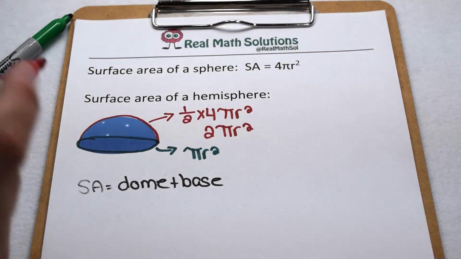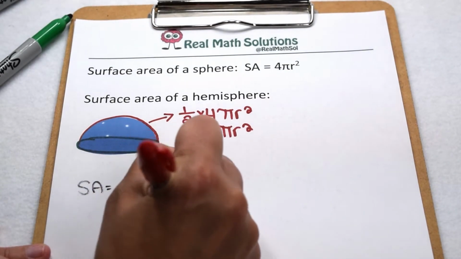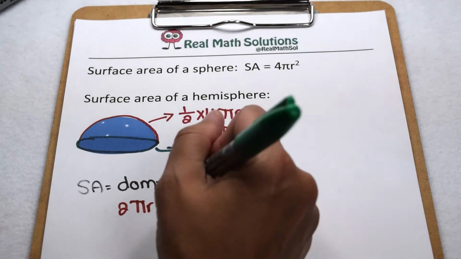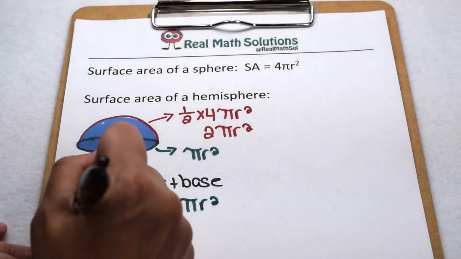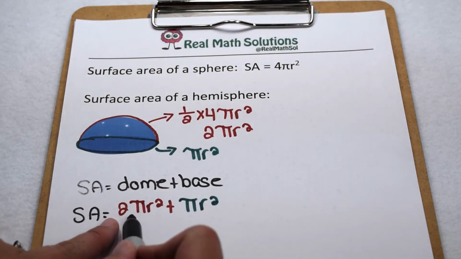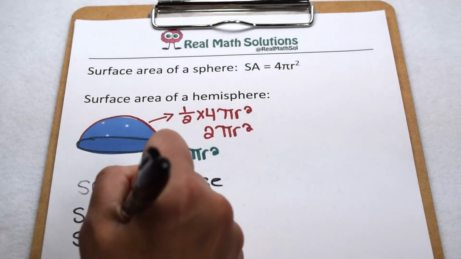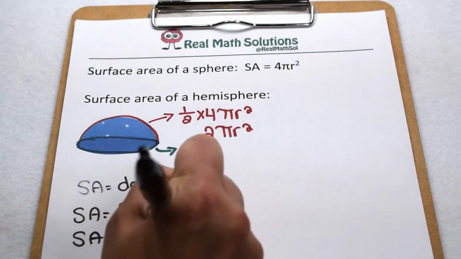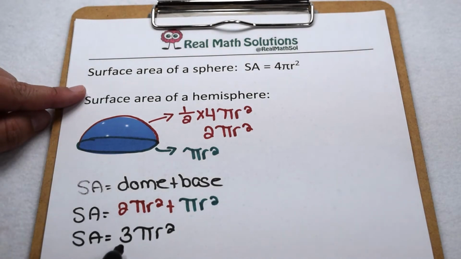Well, our dome part, in order to find the surface area of that, we said was 2 pi r squared, and our base, we said was pi radius squared. Well, if we look at our two parts, we see they're both pi radius squared. So here's 2 plus 1 more, so that's a total of 3 pi radius squared. So that we can use to find the surface area of a hemisphere. Surface area of a hemisphere is 3 times pi times radius squared.